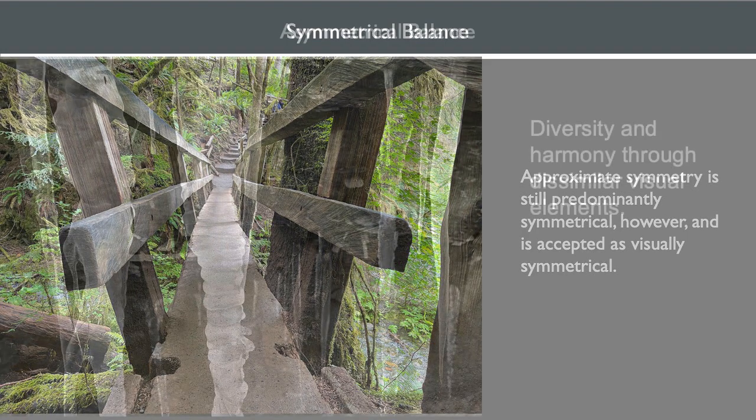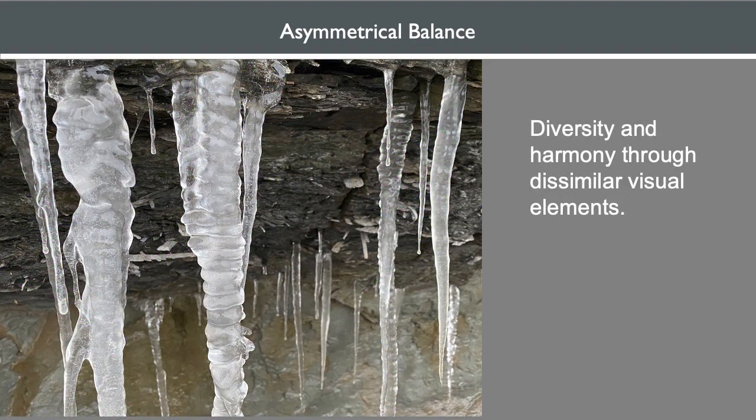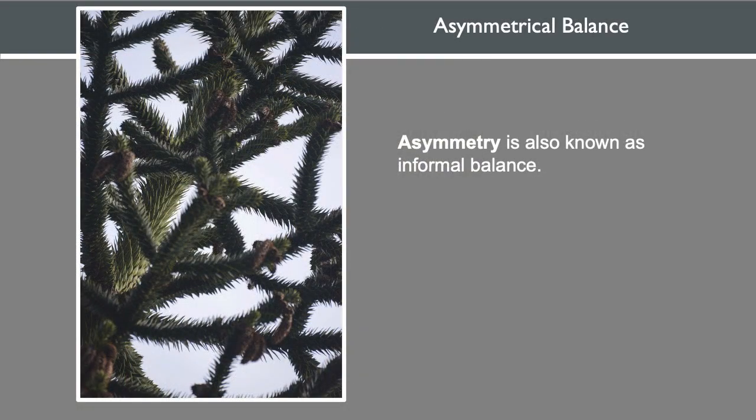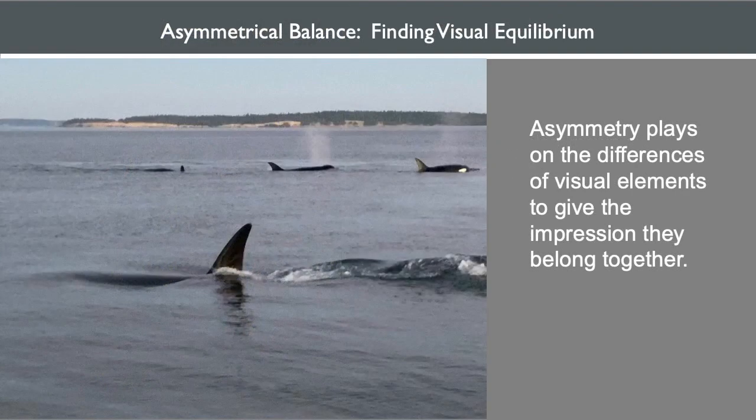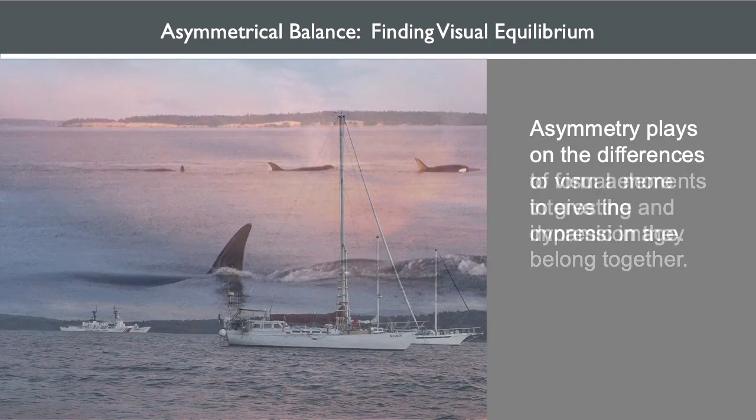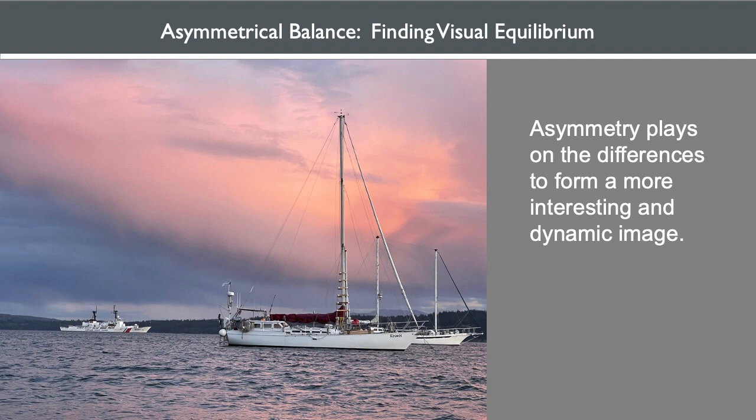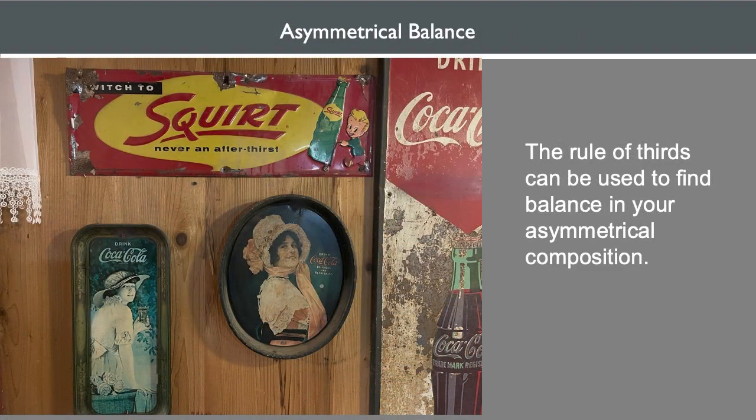Asymmetrical balance occurs when the left and right sides of the design are not visually equal, yet at the same time provides diversity and harmony through dissimilar visual elements. Asymmetry is also known as informal balance. Asymmetrical balance means achieving equilibrium by using visual elements that have different visual properties, such as size, directional movement, or shape, that gives the impression they belong together. Asymmetry plays on the differences between visual elements to form a more interesting and dynamic image. The rule of thirds can be used to organize your asymmetrical composition.